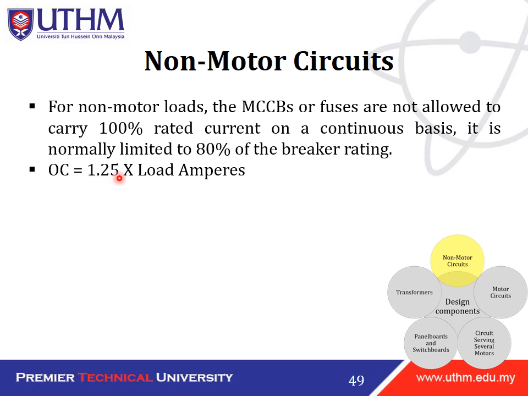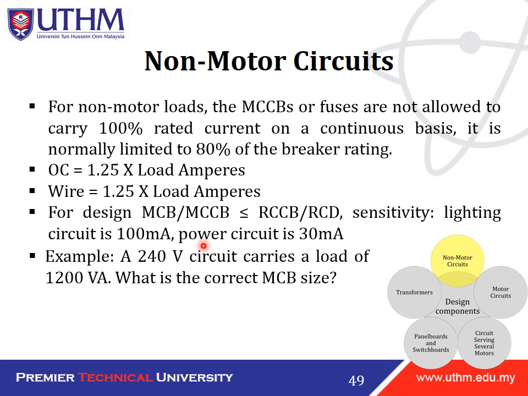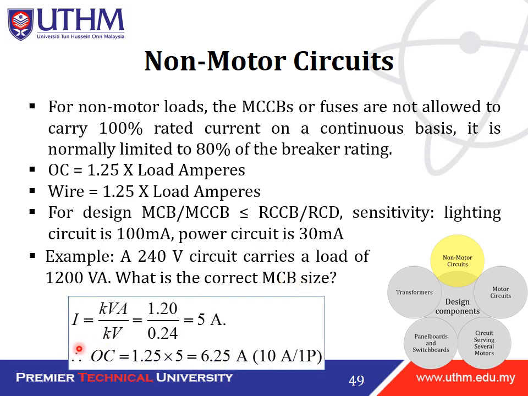So, for overcurrent, usually it is equal to 1.25 times the load ampere. And then for the wire, it is also equal to 1.25 times the load ampere. Okay, for designing an MCB or MCCB, the rating must be less than the RCCB or RCD sensitivity: for a lighting circuit it is 100 milliamp, and for a power circuit it is 30 milliamp. For example, a 240 volt circuit carries a load of 1200 VA. What is the correct MCB size?